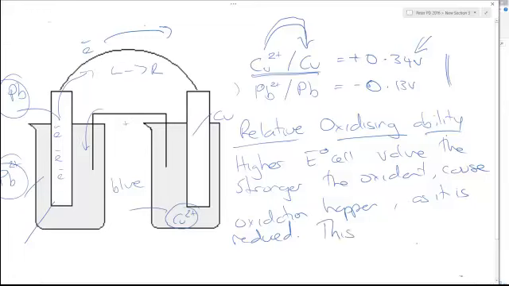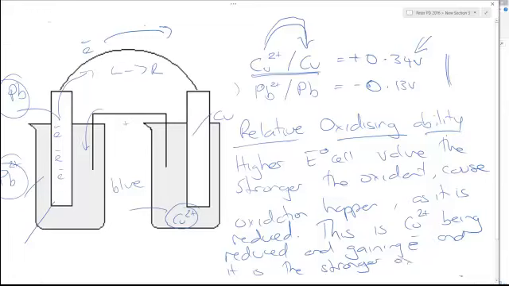So this is Cu2+, being reduced, gaining electrons. Remember, it's kind of the opposite world where we name things, and it is the strongest oxidant because it causes something else to be oxidized. But it is in fact getting reduced. So it gets reduced, it gains electrons, so we call it the strongest oxidant. And that's because it's causing oxidation of something else. Okay?